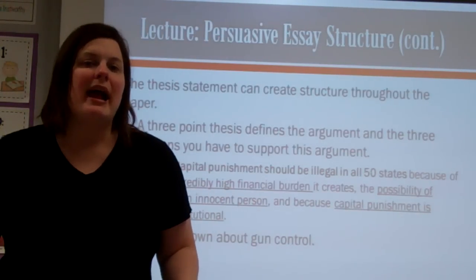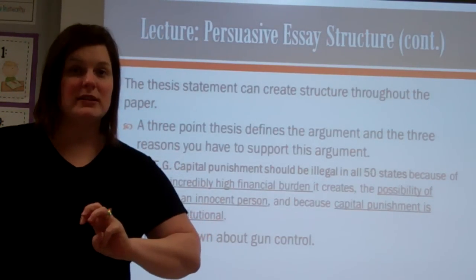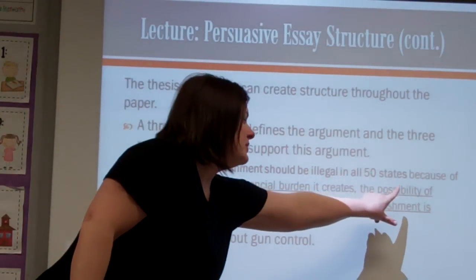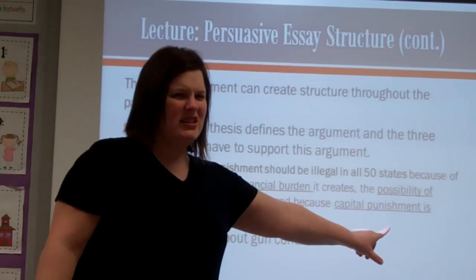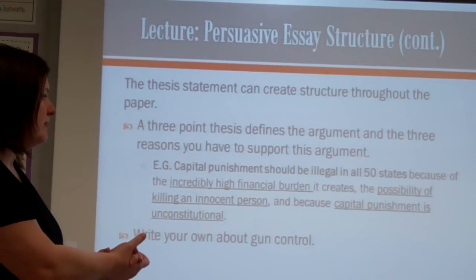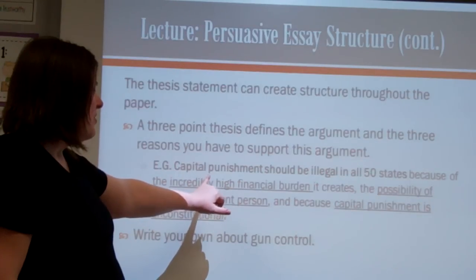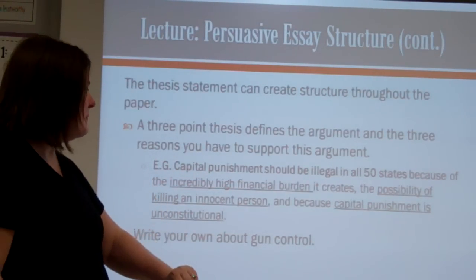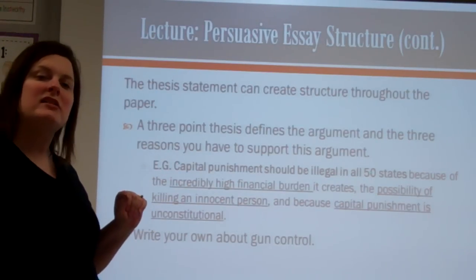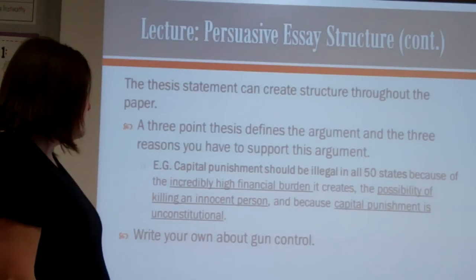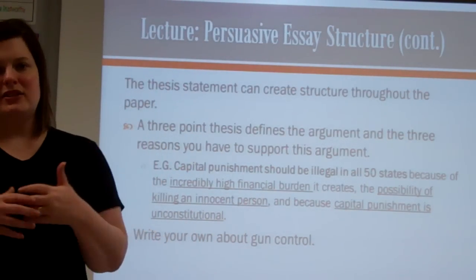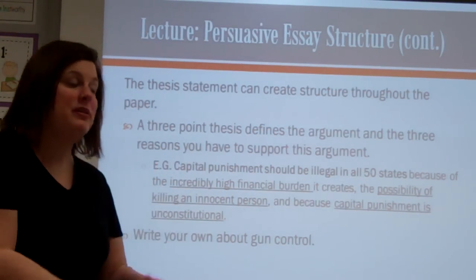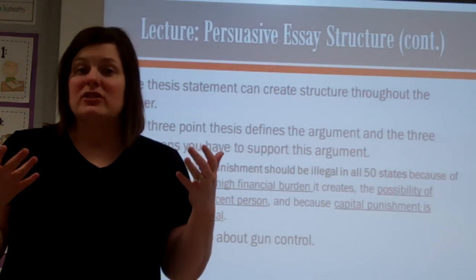So remember I told you you had to have 3 body paragraphs in a 5-paragraph essay? Where would those 3 body paragraphs come from? 1, 2, and 3. Do you see what I'm saying? This is all about the organization. Okay, so I have that thesis, and then I know my first body paragraph is going to be about the high financial burden. My second body paragraph is going to be about the possibility of killing an innocent person. And my third body paragraph is going to be about how capital punishment is unconstitutional. And then that's going to set me up for my conclusion. That, ladies and gentlemen, is why a 3-point thesis is a great fit for leading yourself into the structure of a paper naturally.